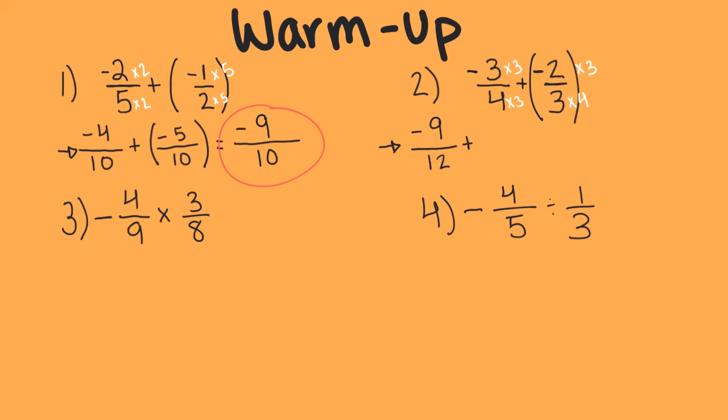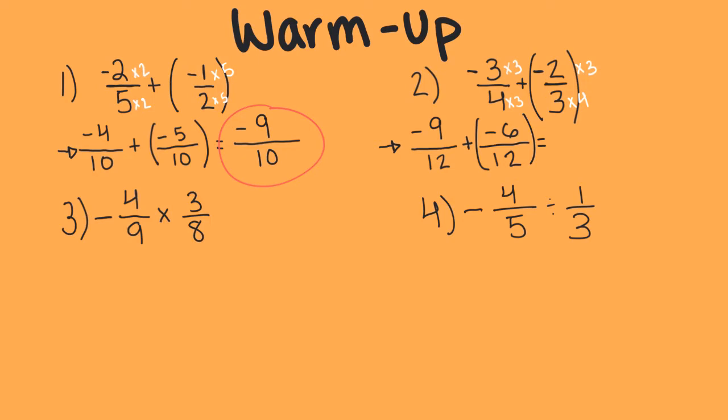I have negative 2 times 3. When I have a negative times a positive, it's going to give me a negative value. So negative 2 times 3 is going to give me negative 6 over 3 times 4, which is 12. Now, because my denominators are the same, I can go ahead and add my numerators. So I have negative 9 plus negative 6.